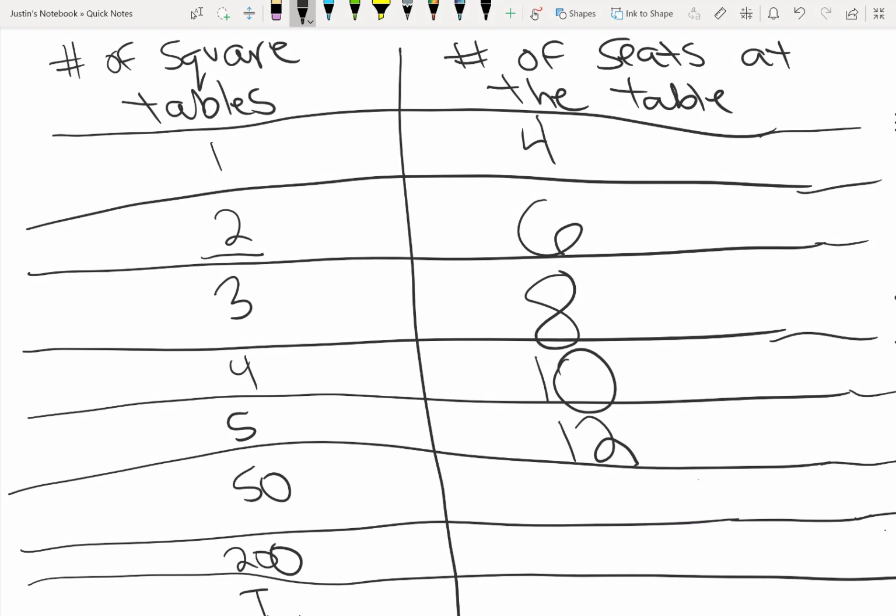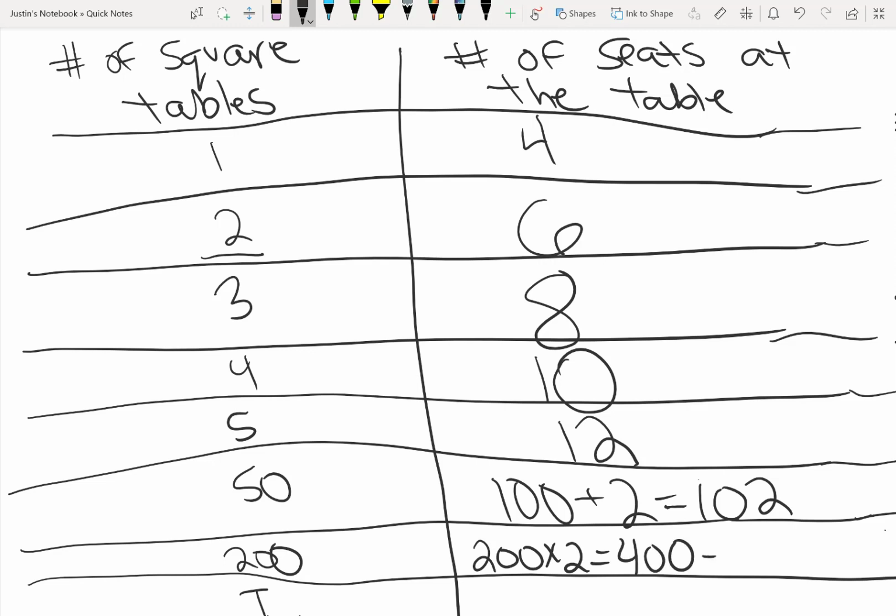Okay, so you should have seen that the pattern on this was you multiply by 2 and then add 2. So 50 times 2 is 100, and then 100 plus 2 equals 102, because you have to remember the 1 on each side. Now let's try 200. 200 times 2 equals 400, and then 400 plus 2 equals 402.